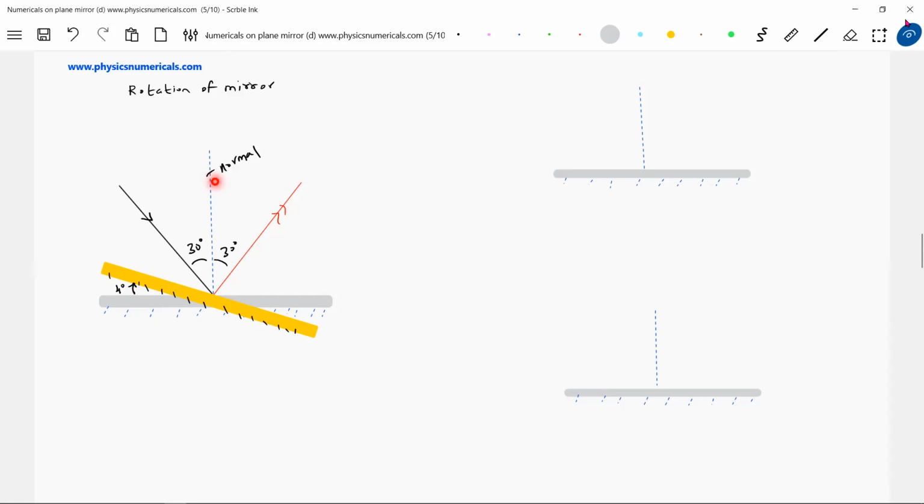So earlier, this was the normal. Now when I rotate this mirror by 4 degrees, what will happen to the normal? There'll be a new normal. The initial one I'll show by solid. Okay, fine. It is covered. So this is the normal. Now after rotation, what should happen to the normal? Normal should also rotate. If the mirror rotates by 4 degrees, the normal should also rotate by 4 degrees. So the new normal will be somewhere here. It should rotate by 4 degrees. This is the new normal.